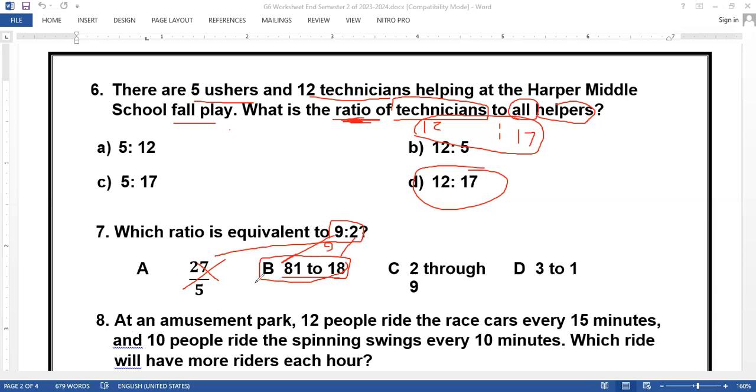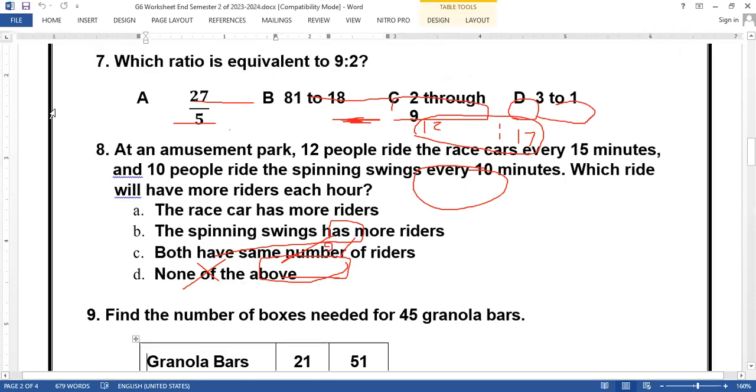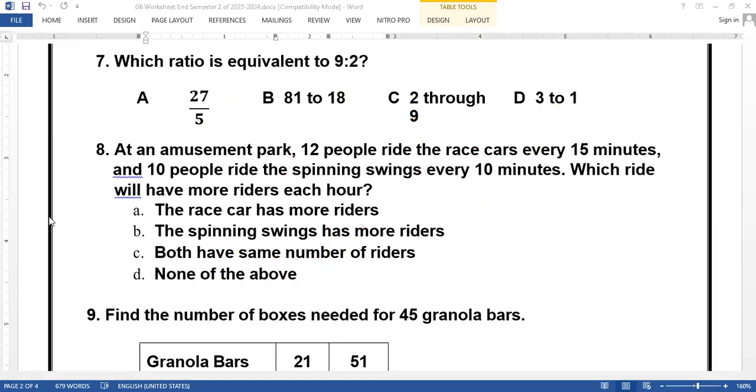At an amusement park, 12 people ride the race car every 15 minutes, and 10 people ride the spinning swings every 10 minutes. Which ride will have more riders each hour? Here, question number 8. I told you it's very important, when comparing rates, to make a table. I have the amusement park here, and here we have the spinning swing.